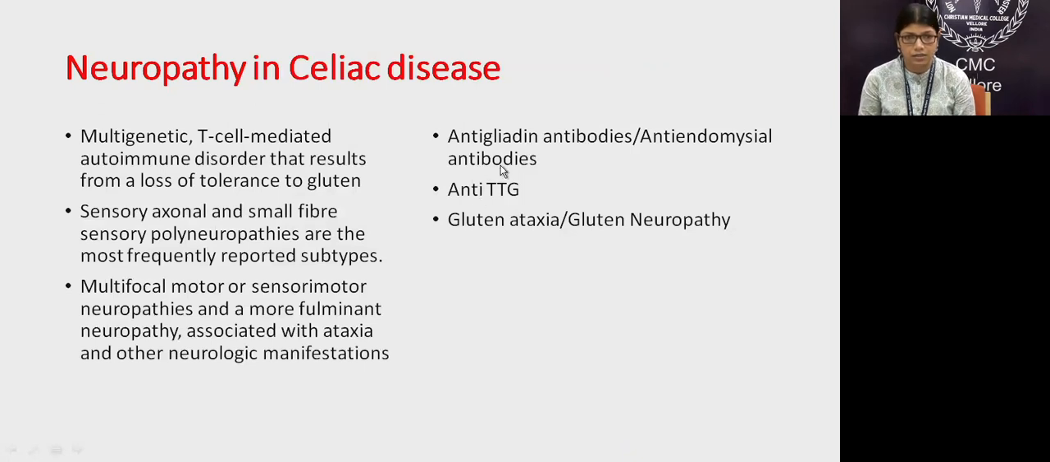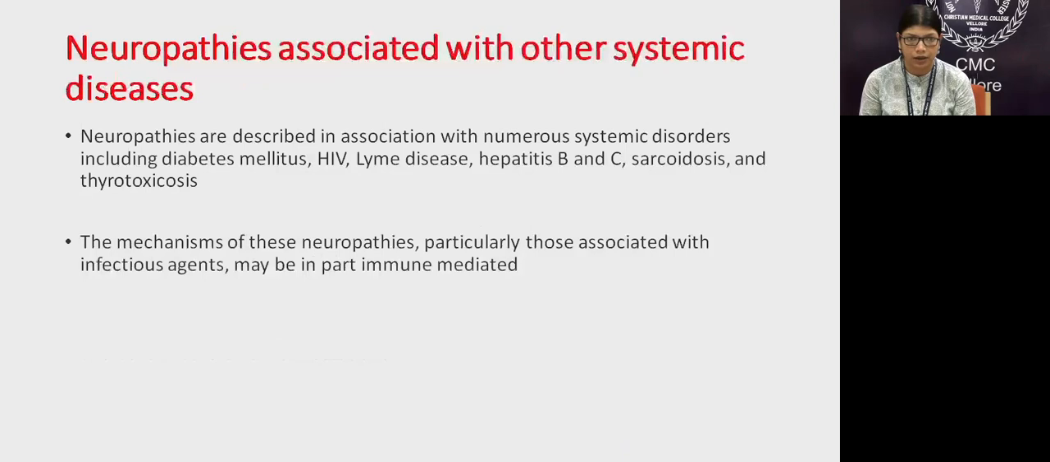Neuropathy in celiac disease also: anybody who has an ataxic neuropathy, we need to carefully look for celiac disease, because there is treatment available. So simple treatment available. So here they present as a sensory axonal or a small fiber sensory polyneuropathy, and multifocal sensory motor neuropathy can be there, but rare. And other systemic disorders such as diabetes, HIV, Lyme's disease, all cause more of an axonal or toxin related or metabolic related neuropathies, but they can also have an immune basis based on different disorders.